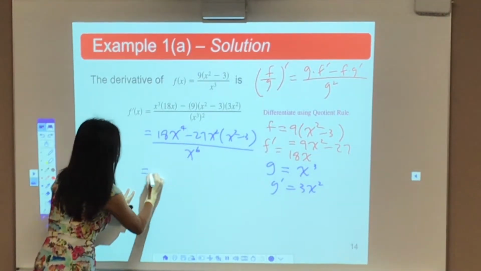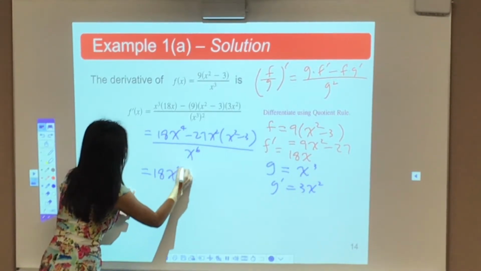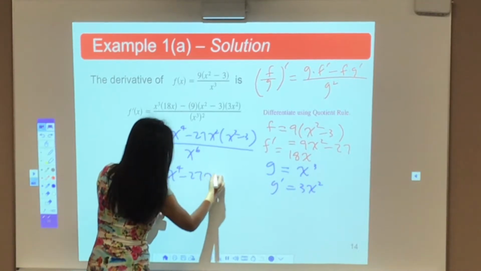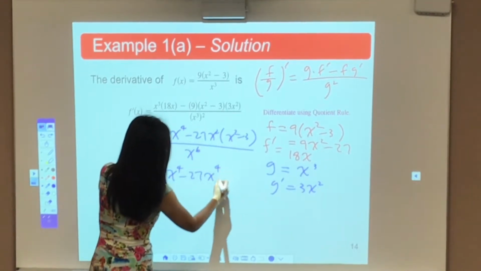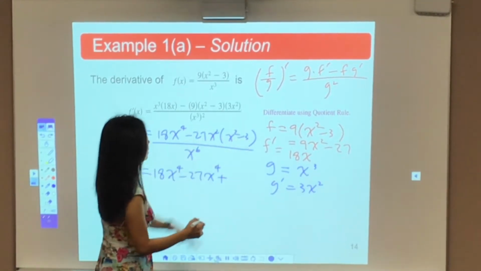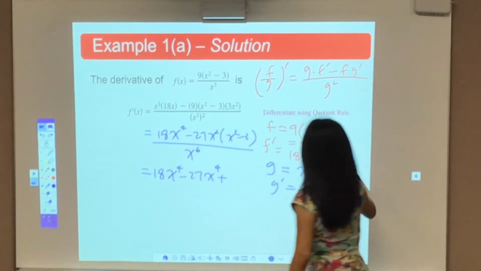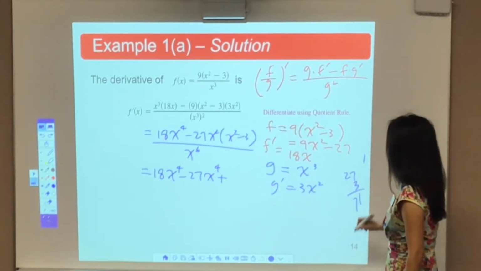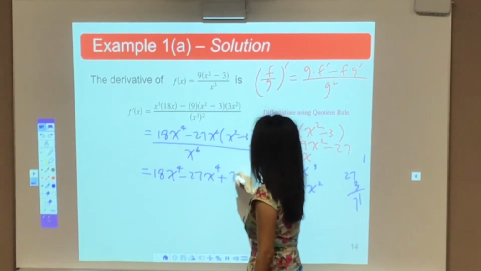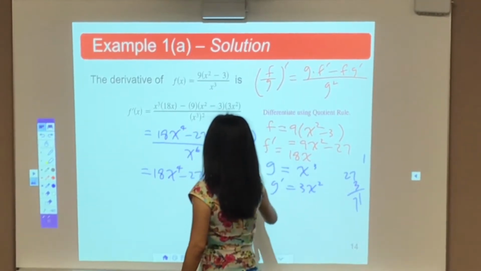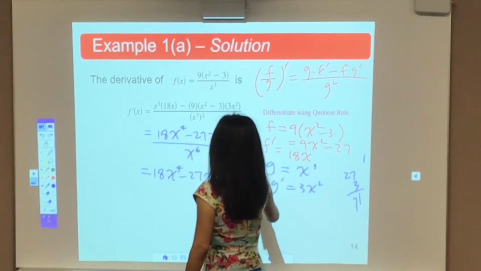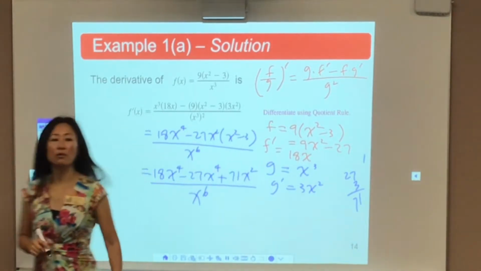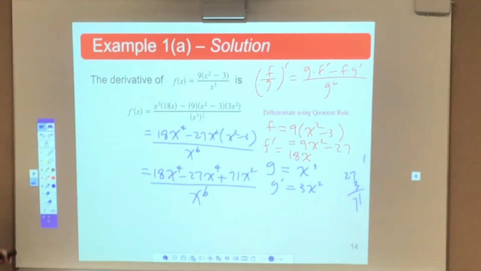Let's simplify one more step. That gives you 27x to the 4. 27 times 3 gives you 81, 27 times 3, 1, 8, 6, 71. Are you with me, class? Are you following me?